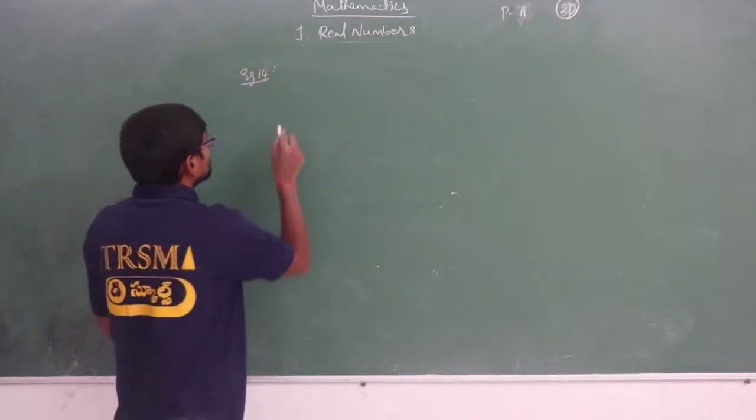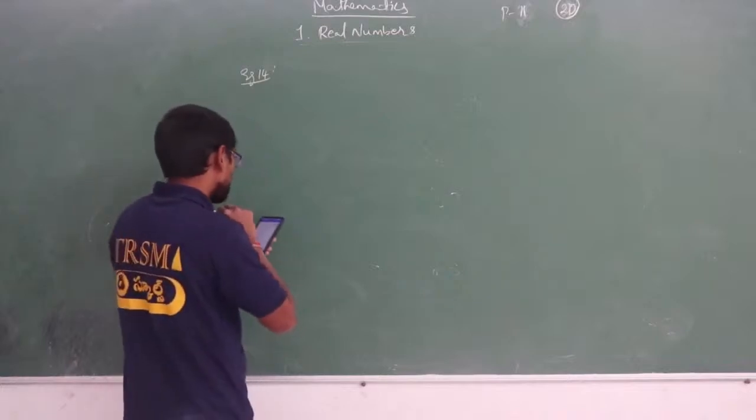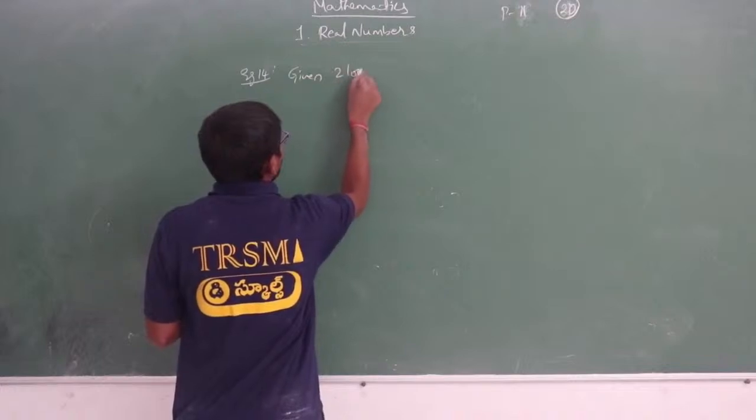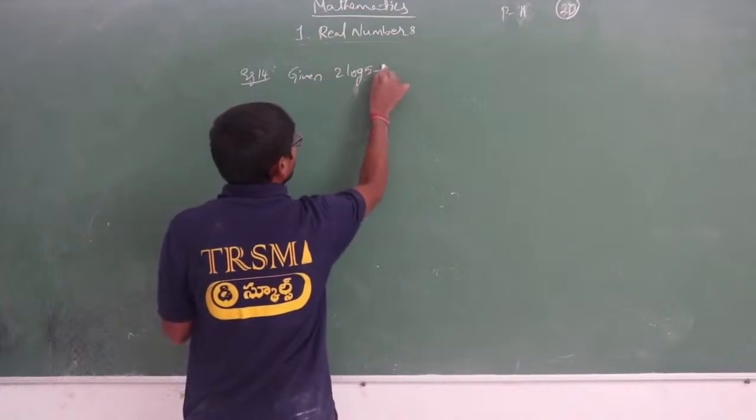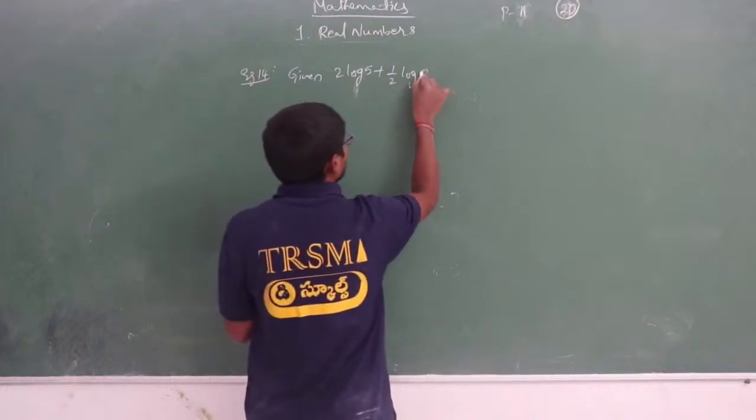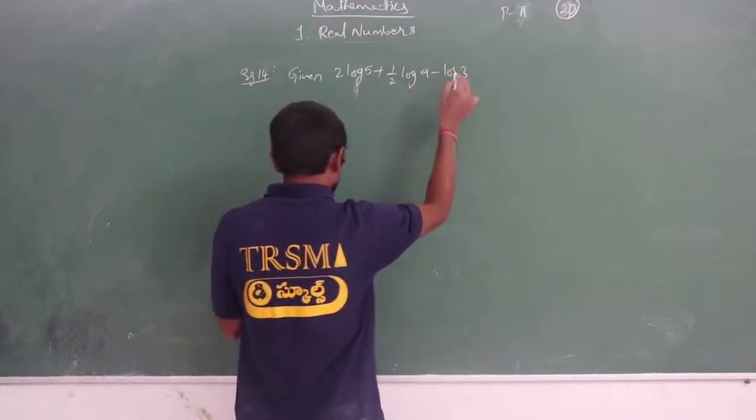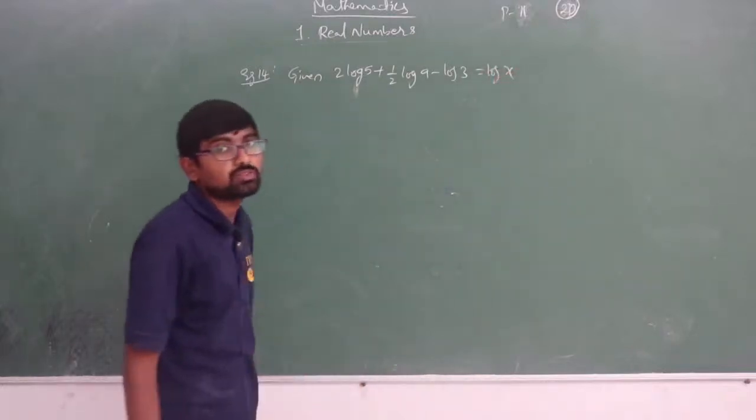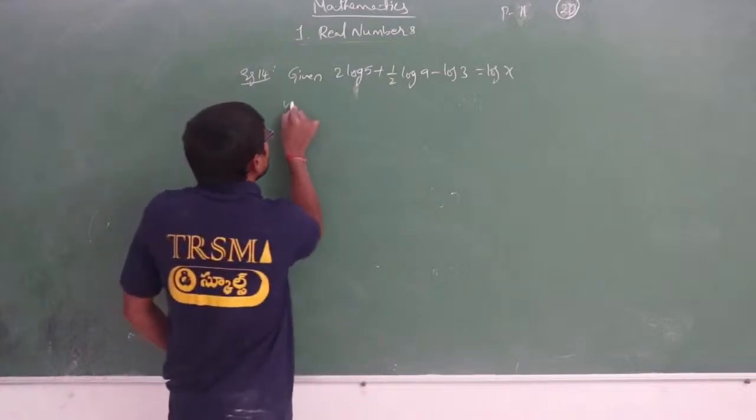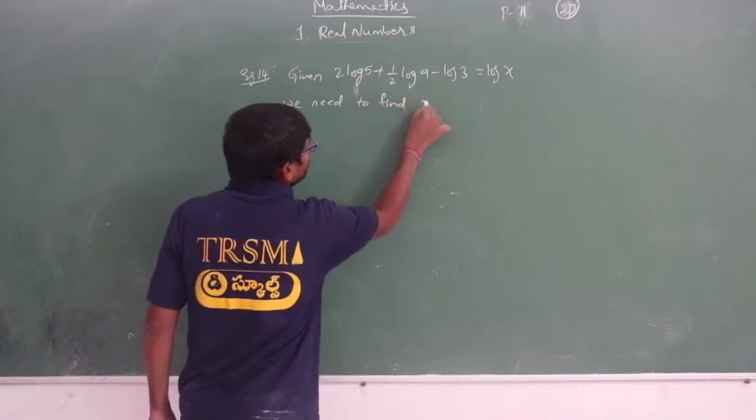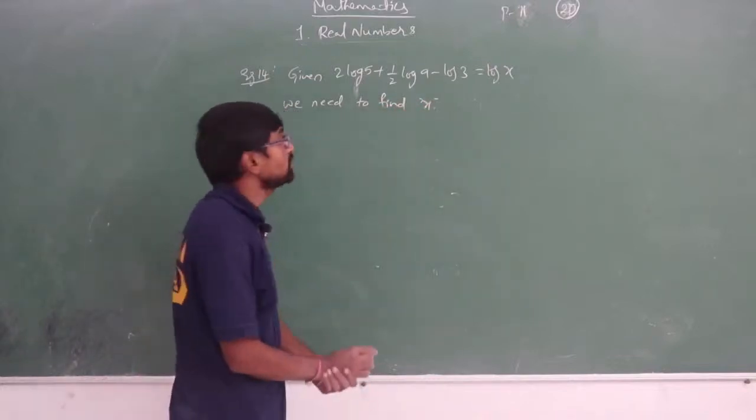Example number 14, what he asked is to find the value of x when he had given 2 log 5 plus 1 by 2 log 9 minus log 3 equals to log x. What we need to do? We need to find the value of x.